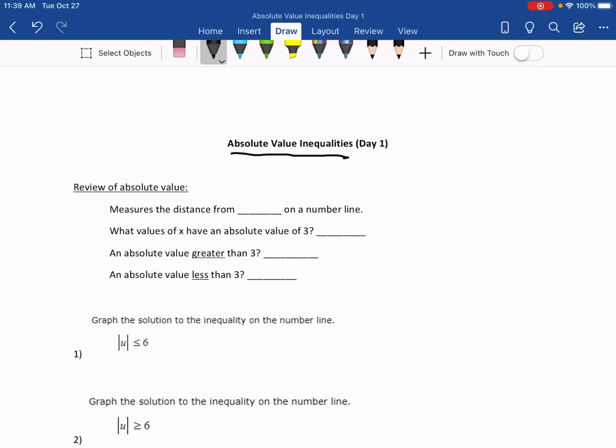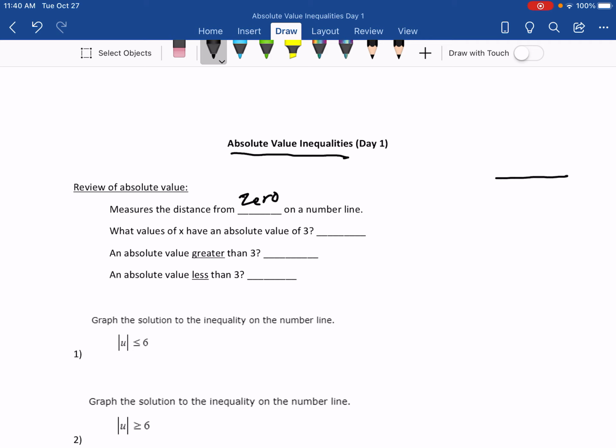Okay, so this lesson is about absolute value inequalities. We've solved basic inequalities, we've solved compound inequalities, now we are going to solve absolute value inequalities. So the first thing we need to do is a brief review of absolute value. Absolute value measures the distance from 0 on a number line.